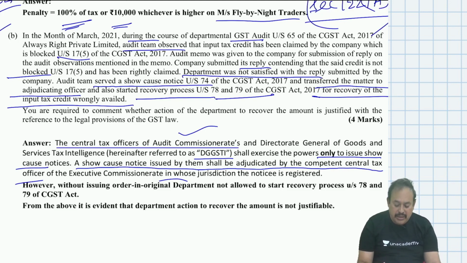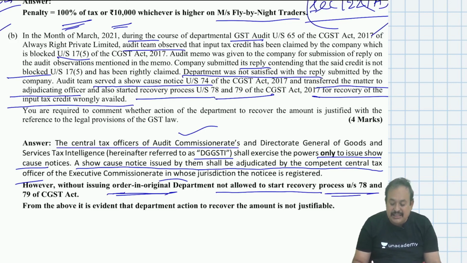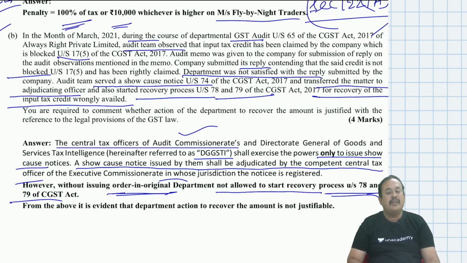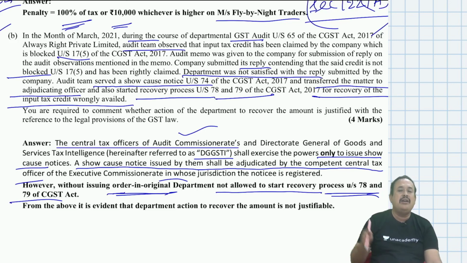However, without issuing an order in original, the department is not allowed to start recovery proceedings under Sections 78 and 79 of the CGST Act. Section 78, initiation of recovery, and Section 79, process of recovery, should not be invoked unless you pass the order in original. Here only a show cause notice has been issued and the matter referred to the adjudicating officer, and recovery proceedings were also started, which is invalid.